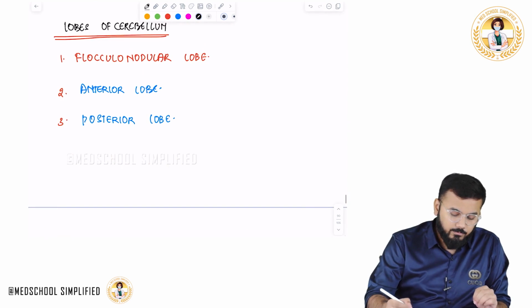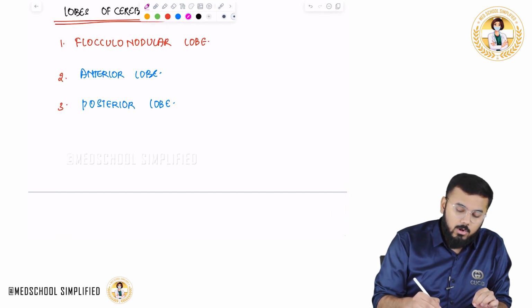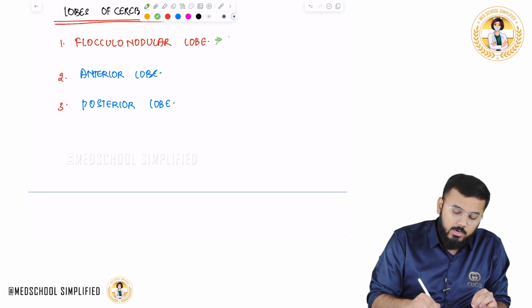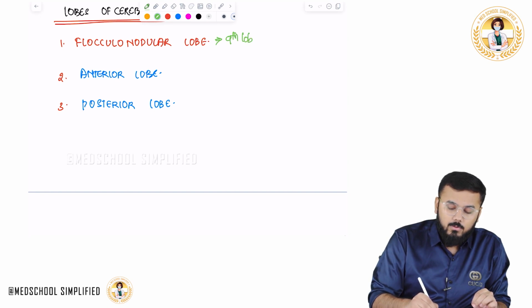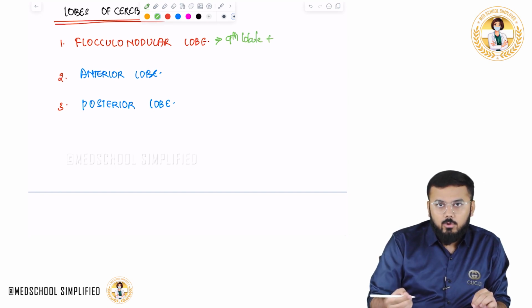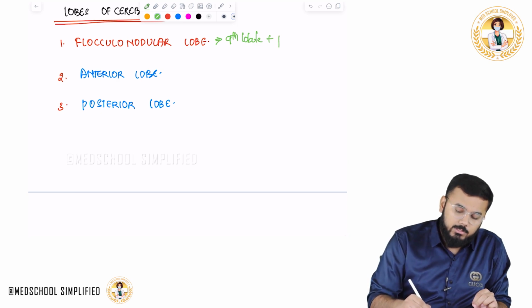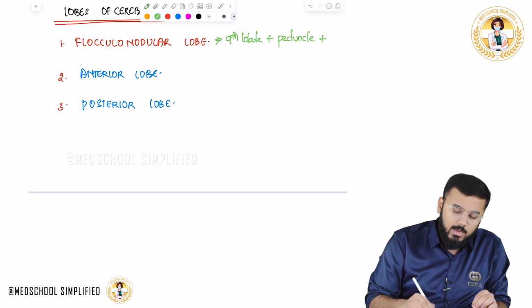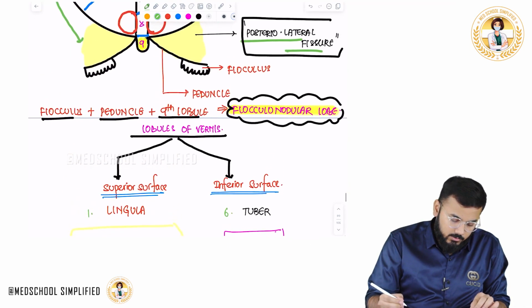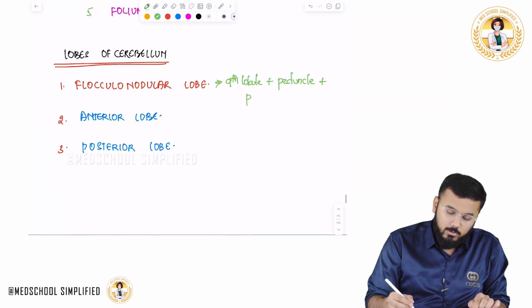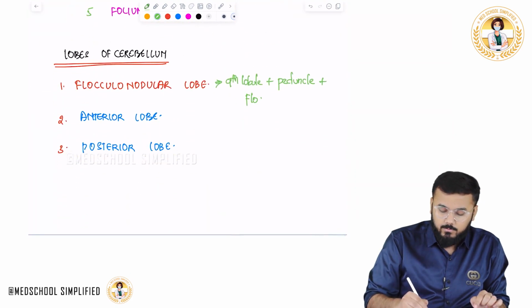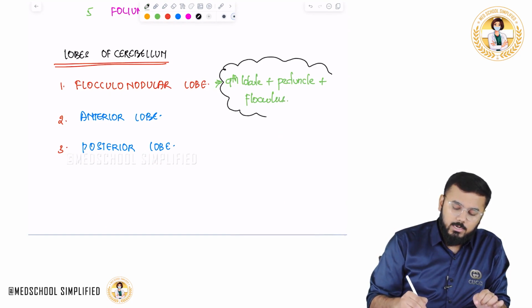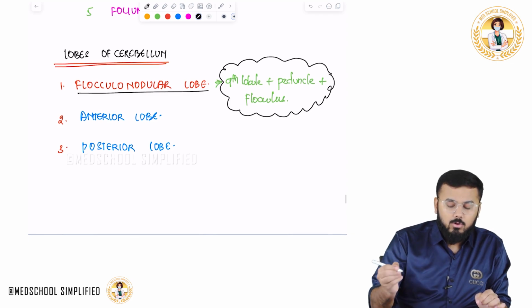So let us write it down. What is this flocculonodular lobe? It comprises the ninth lobule. Along with the ninth lobule, it also comprises the peduncle, and the flocculus. So all these three important things together you call a flocculonodular lobe.